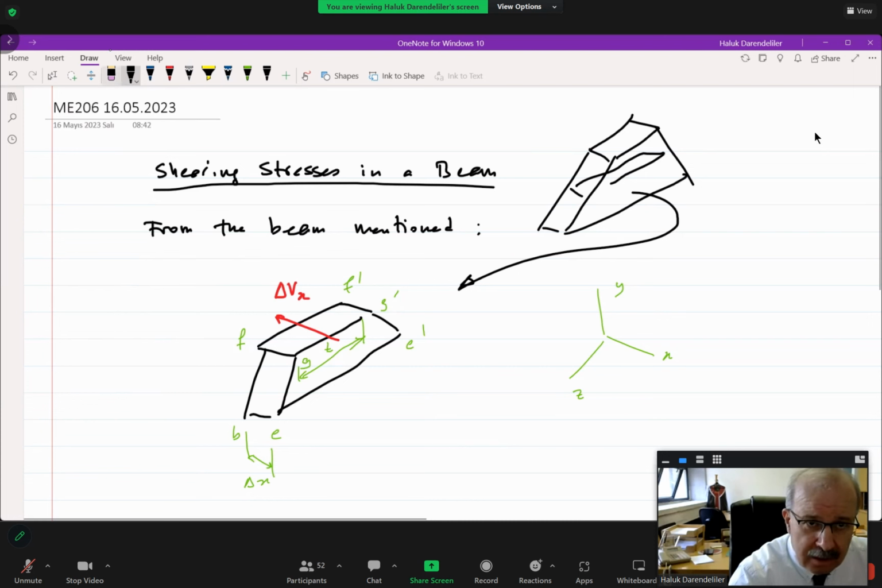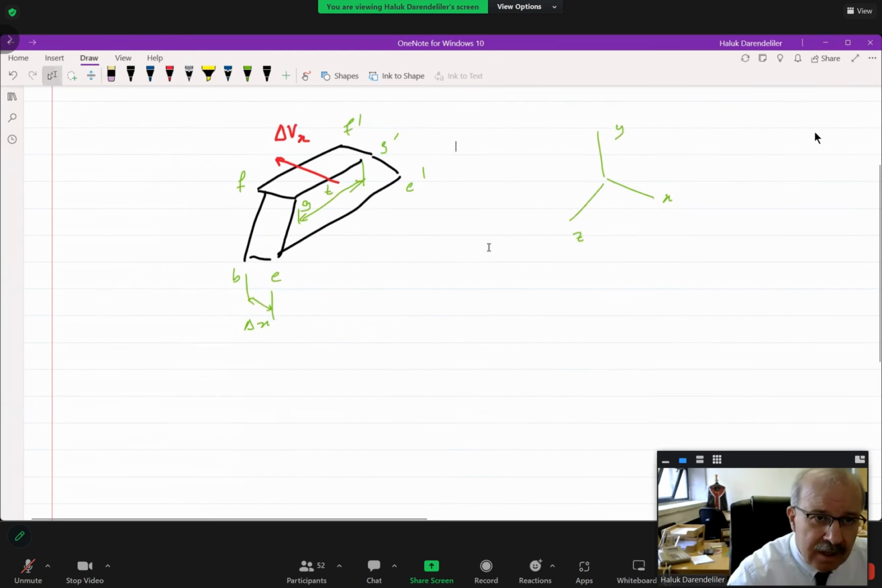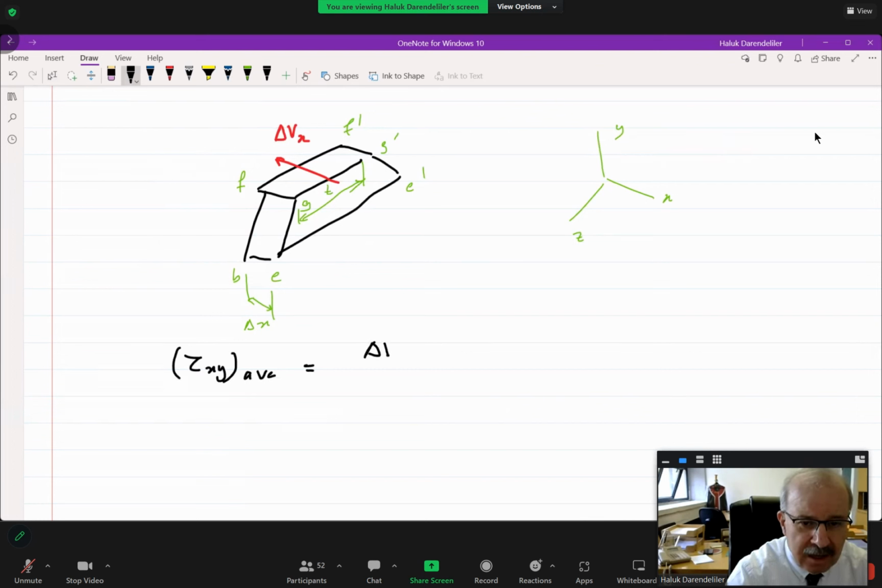Anyway, now look. We know the shear force on it, delta Vx. We obtained this last week in detail. Then what is the shear stress? The shear stress tau xy average, look, tau on the y plane in the x direction, which we still call average, is equal to force over area, delta Vx over delta A. This is the basic definition of stress. But its direction is in the minus x direction, so there is a minus sign in front.